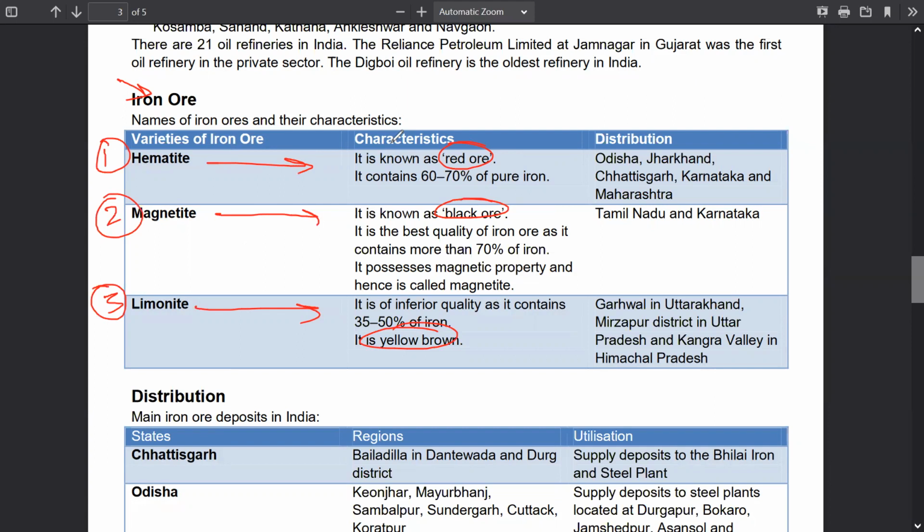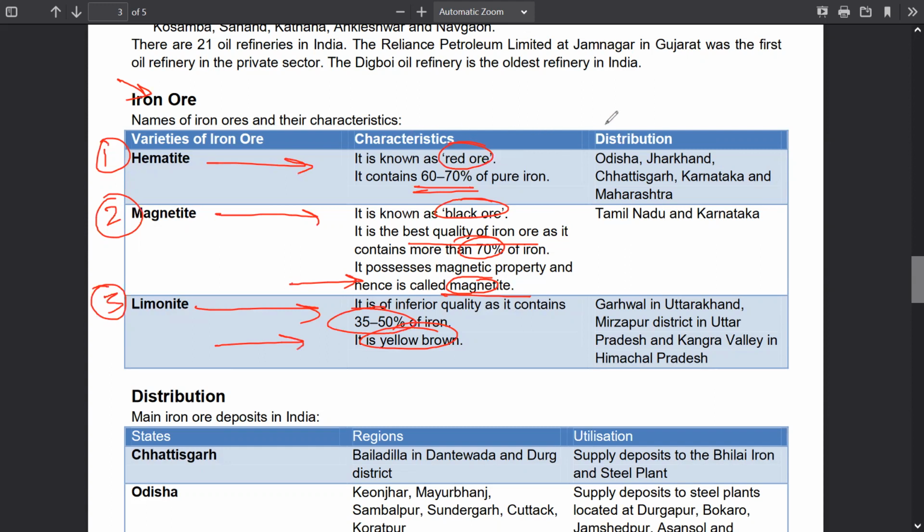Okay. Hematite contains about 60 to 70% of pure iron. Magnetite is the best quality of iron ore and contains more than 70% of iron. It possesses magnetic property and hence is called magnetite. So you can see why it has the word magnet written in the word. And finally, we have limonite. It is of inferior quality as it contains 35 to 50% of iron.